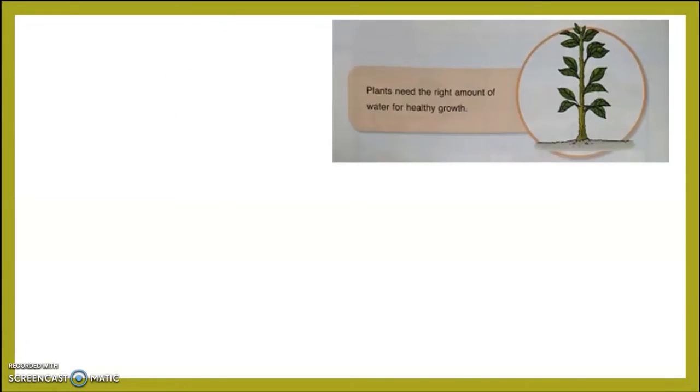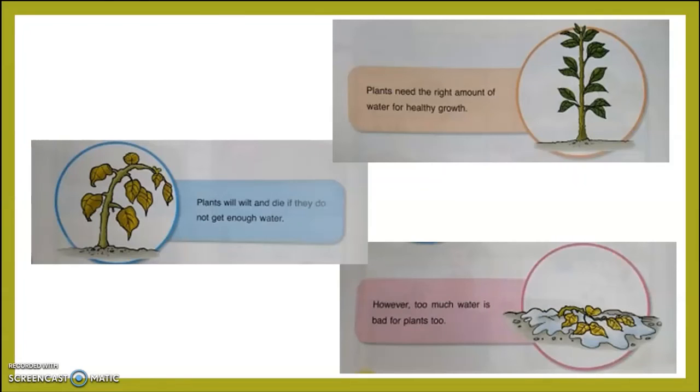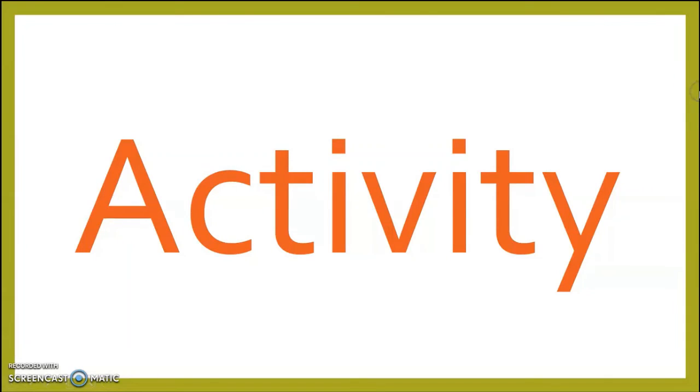Alright. For example, this one. Plants need the right amount of water for healthy growth. Plants will wilt and die if they do not get enough water. However, too much water is bad for plants too. Alright, and that's the end of our lesson.